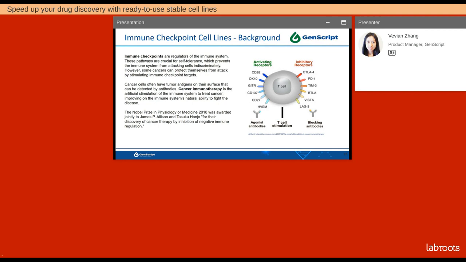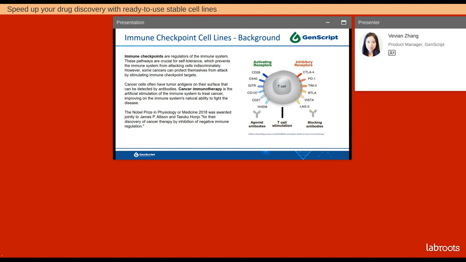The next product line I want to introduce to you is the immune checkpoint stable cell lines. Immune checkpoints are regulators of the immune system. These pathways are crucial for self-tolerance, which can prevent the immune system from attacking cells indiscriminately. However, some cancers can protect themselves from attacking by stimulating immune checkpoint targets. Cancer cells often have tumor antigens on their surface that can be detected by antibodies.